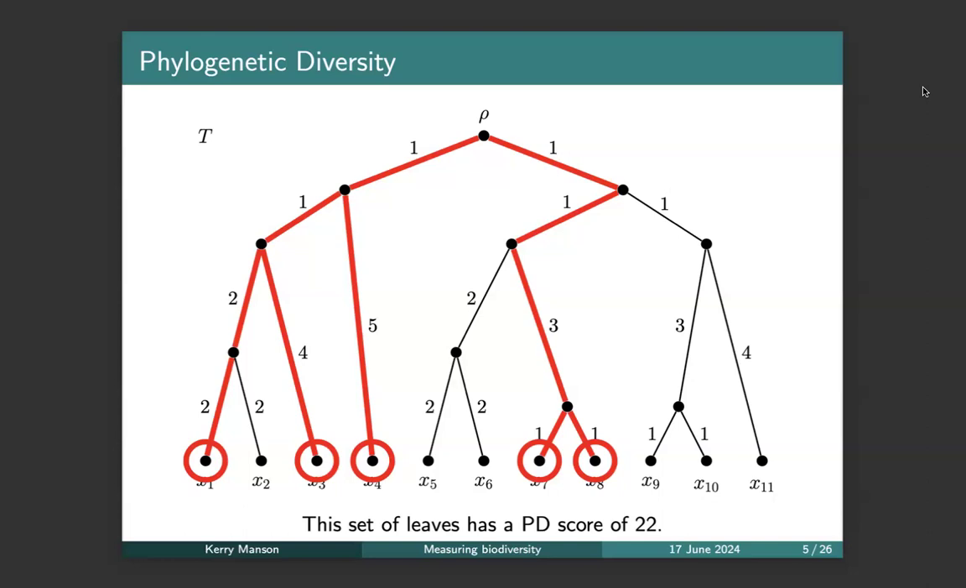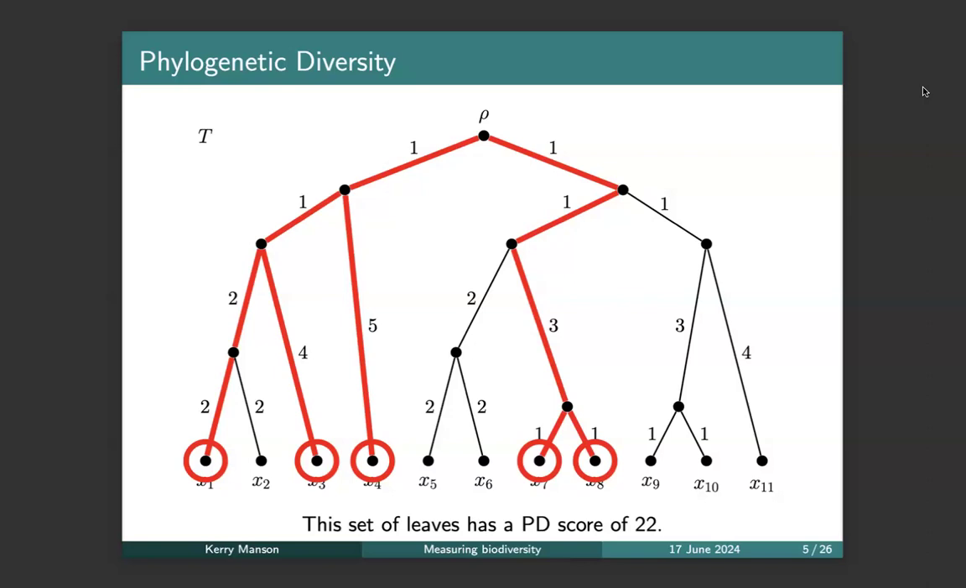So here I've got 11 species represented at the bottom of this graph. And the connections are shown between them back until we have a common ancestor of these 11 species. And if I want to take this set of 5 circled species at the bottom and give a value to their diversity, well, phylogenetic diversity as a measure says what we should do is trace back all of the paths that connect these species to the root. And then we count up the lengths, the values along all of the red edges. And in this case, we'll get a score, 22.